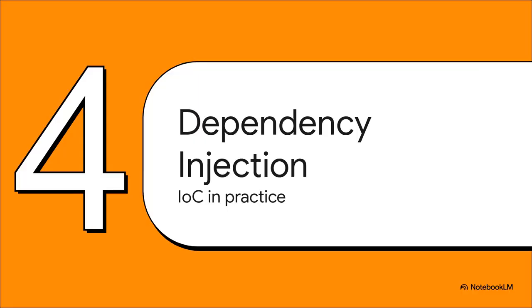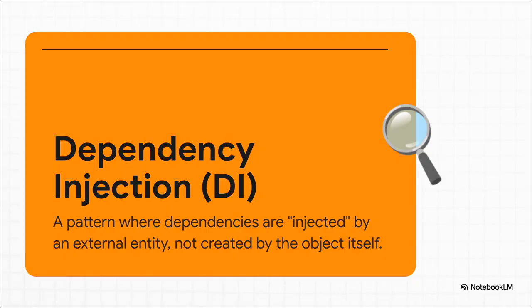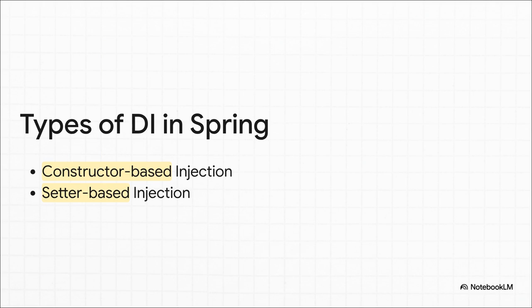Let's see how it works. The key word to focus on here is injected. Instead of your code going out and pulling a dependency from a factory, the framework, the IOC container, pushes the dependency right into your object. Your object doesn't even need to know where its helpers come from. They just show up, provided or injected when the object is created. In the world of Spring, this push can happen in a couple of main ways. You can have dependencies injected right through the object's constructor as it's being born, or you can have them added later through setter methods, and each one has its own pros and cons.